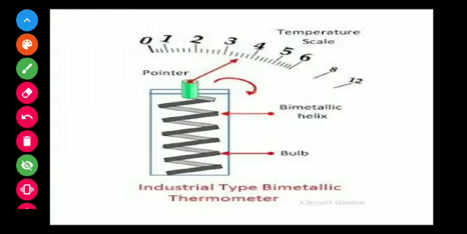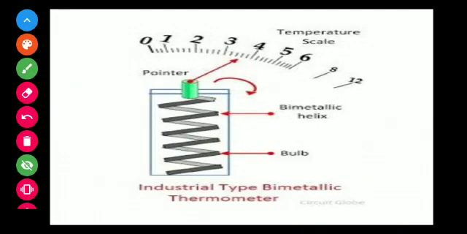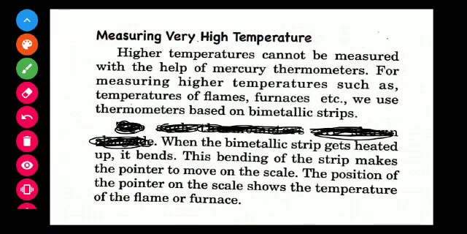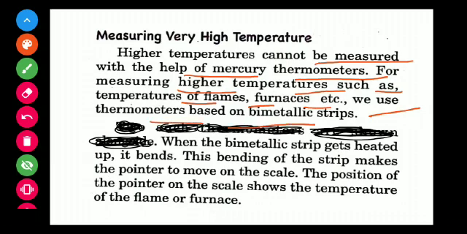And this is the indirect method to measure the temperature of a furnace. We measure the temperature of a furnace with the radiation or this bimetallic strip. Now, next is: higher temperature cannot be measured with the help of a mercury thermometer. For measuring high temperature, such as the temperature of a flame or furnace, we use a thermometer based on the bimetallic strip.